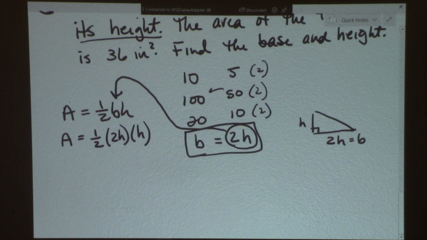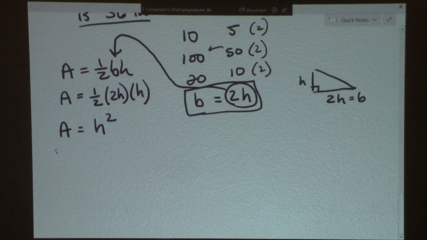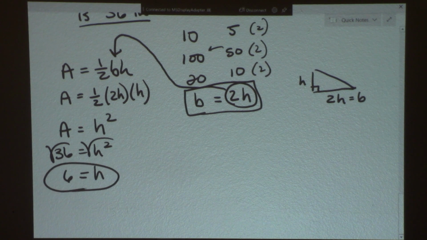And write down the h. So now I'm going to multiply. 1/2 times 2 is just 1, and then h times h is h squared. Now we were given some more information. So right now I have 2 letters. The area of the triangle is 36, so I can put that in. Well, now it's pretty easy. So I'm going to take the square root of both sides, and the height is 6.